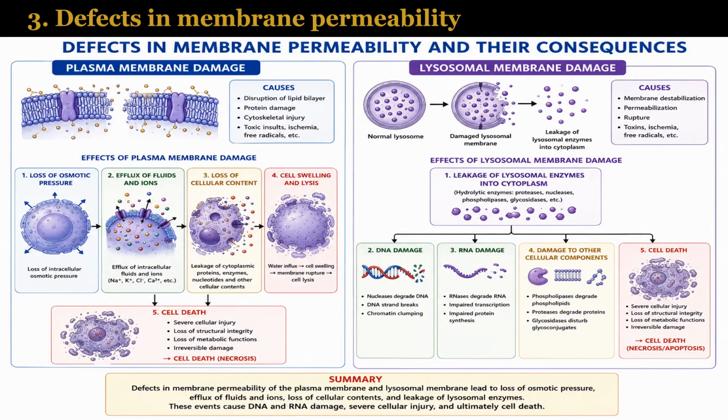If some of these hydrolytic enzymes are exposed to the cytoplasm of the cell, they can cause damage to the DNA, damage to the RNA, and also damage to other cell components, which can lead to cell injury. And if that damage continues to persist for a long period of time, it can lead to cell death. So these are the ways in which defects in membrane permeability can cause cell injury.